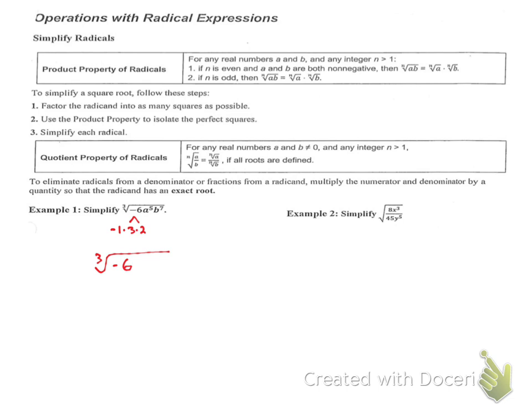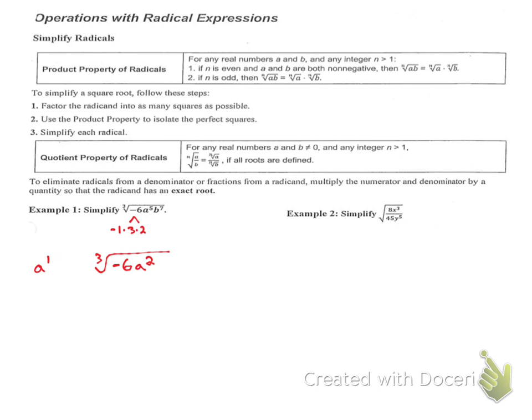So that negative 6 just stays inside the radical. Now, the variable a has an exponent of 5. The easiest way to do this is: how many times does the index number 3 go into 5? 1 time. So you can take out 1 a. And what would the remainder be? 2. So a squared would be left inside the radical.